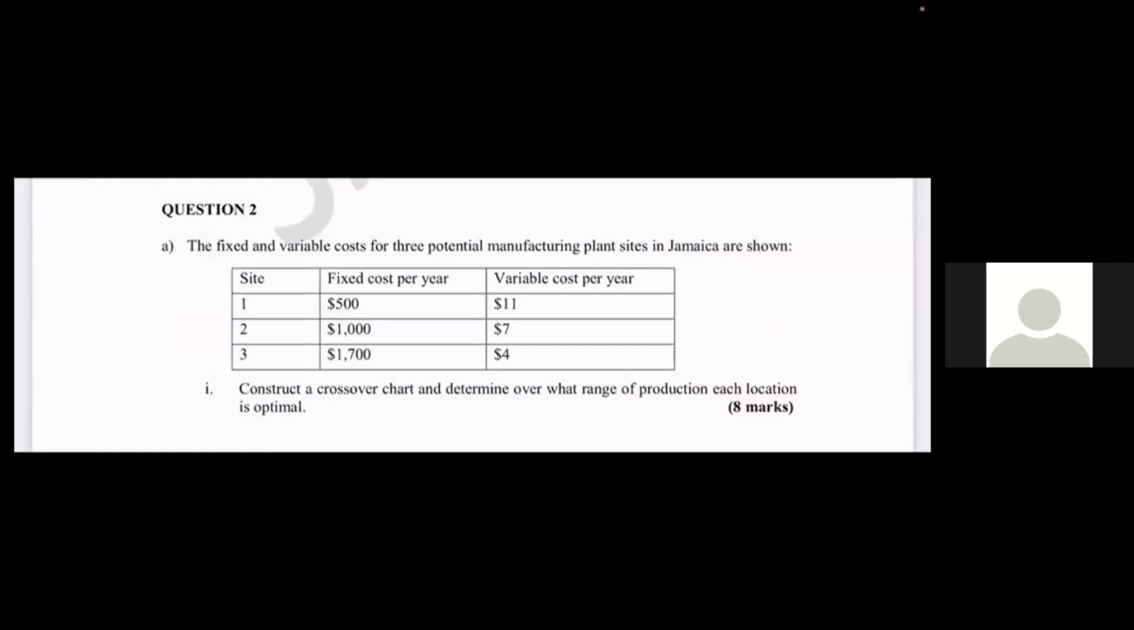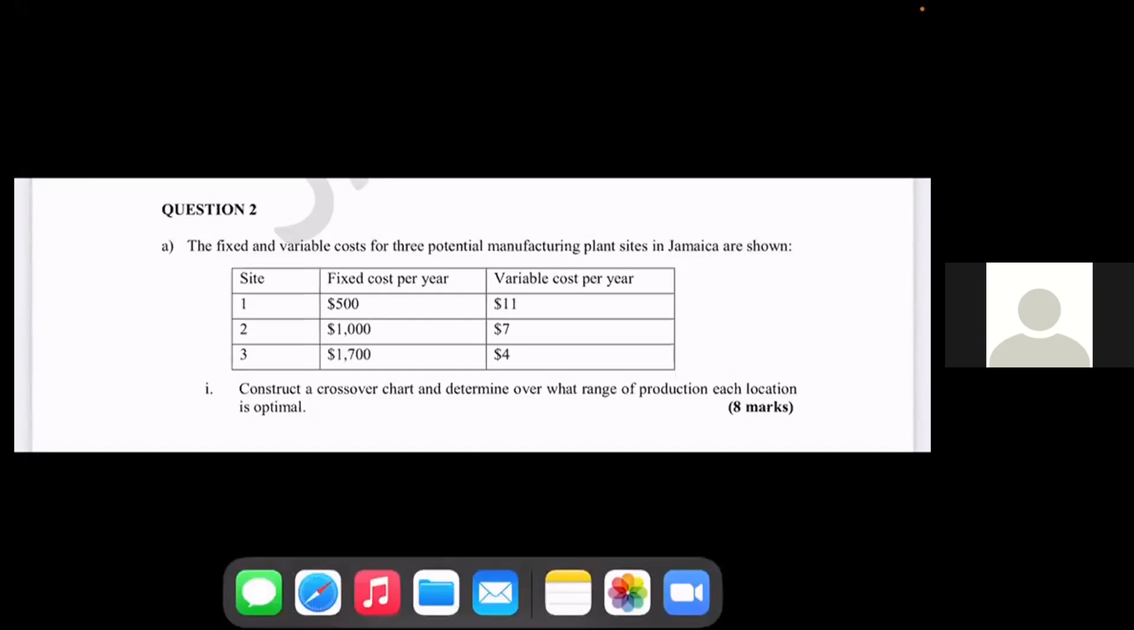Question number 2. The fixed and variable costs for 3 potential manufacturing plant sites in Jamaica are shown. You guys can read the table. Pretty simple. Site number 1, 2, and 3, fixed costs per year, variable costs per year. The question is asking us to construct a crossover chart and determine over what range of production each location is optimal. 8 marks. It's actually one of the easiest ways to get 8 marks. So let's go ahead.